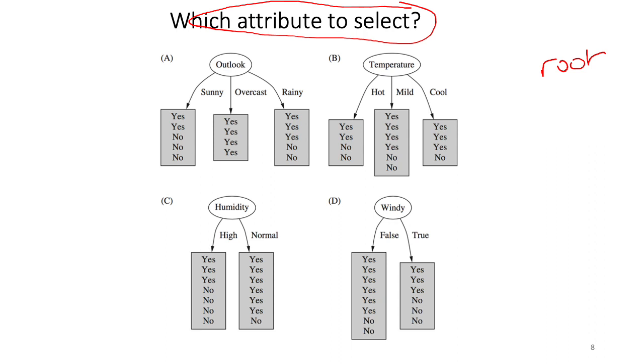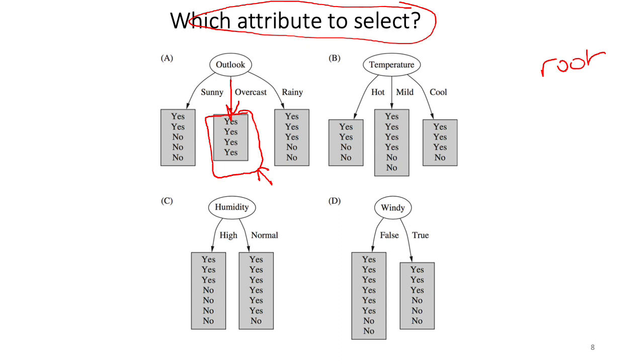And so when we talk about an attribute that yields a pure result, we speak about this example, for instance. If we go down the overcast branch, Outlook equal overcast, we can see that all the instances that belong to this leaf are classified as class yes. They all belong to class yes. So this is a pure leaf. This makes our decision very easy.